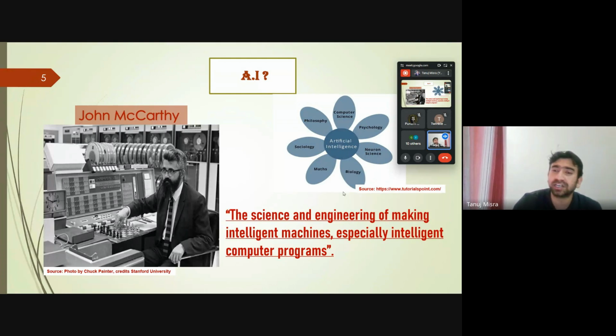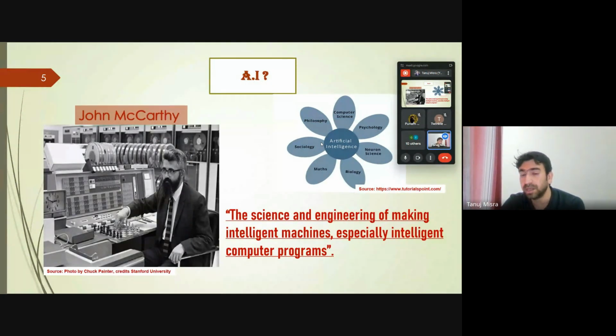As the definition demonstrates, artificial intelligence is the amalgamation of various disciplines like computer science, statistics, biology, and neuroscience. I think most of you are from biology backgrounds, so we all understand what a neuron is and what the structure of a neuron is.